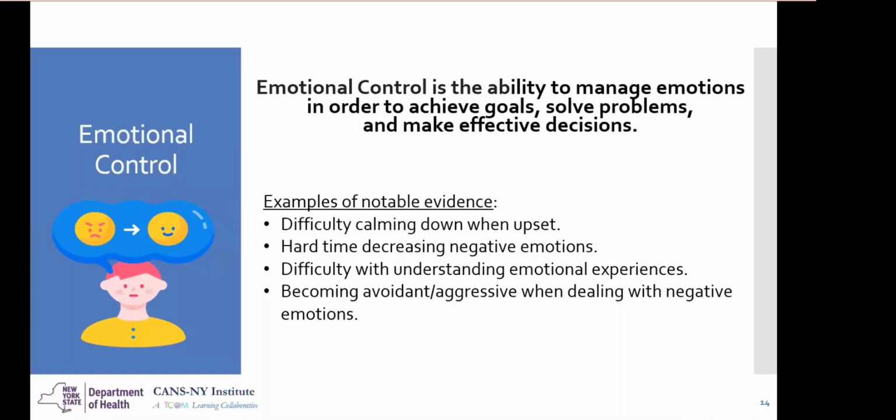So when a young person has a hard time controlling their emotions, then we want to start thinking about how is that impacting their functioning. If it's impacting their functioning, then we do want to start looking at those twos and those threes when it comes to this specific item. Some of those examples can look like having a difficulty calming down when upset, a hard time decreasing some negative emotion, becoming avoidant or even aggressive when dealing with any type of negative emotion.